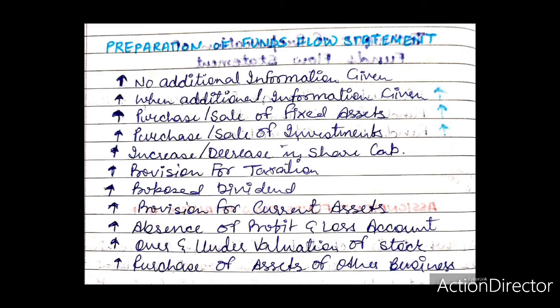Over and under valuation of stock. Sometimes the closing stock of the previous year is overvalued or undervalued by the firm by mistake. This mistake is rectified in the current year by bringing the stock at its actual cost. In such cases, while preparing the funds flow statement, the current assets of the previous year are increased by the amount of undervaluation in the schedule of working capital changes, and the balance of P&L account of the previous year by the same amount. In case of overvaluation, the process is reversed.